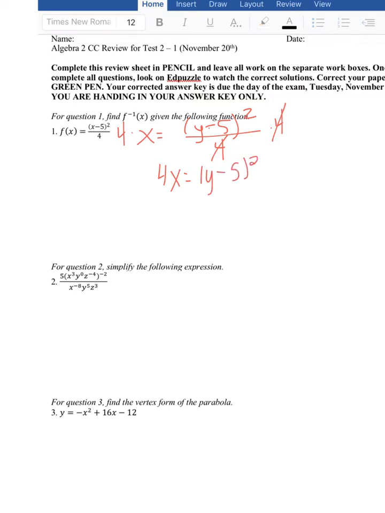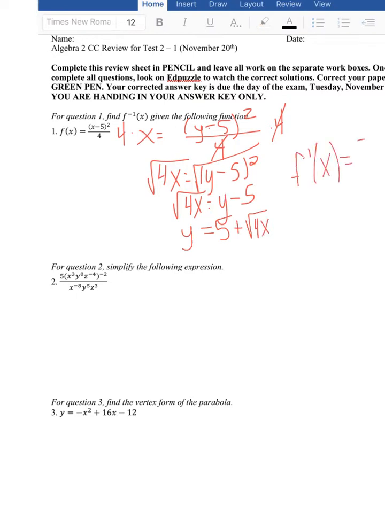To get closer to the y, I'm going to take the square root of both sides. So now I have the square root of 4x equals y minus 5. I don't have to worry about the plus or minus for this because it wants the function. So now I have y equals 5 plus the square root of 4x. And then finally my answer I need to write in the correct notation. So this is my answer for number 1. 5 plus the square root of 4x.